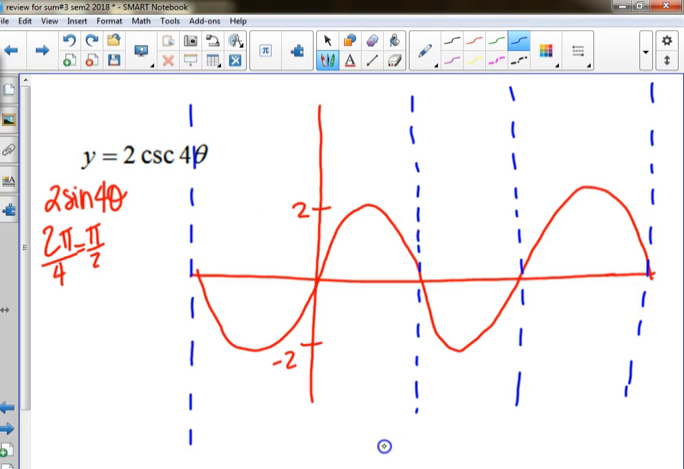What do you want to tell me first? Oh, we should at least label this point. Where was it finished at? Our original graph finished at pi over 2, right? Okay, so what can you tell me?